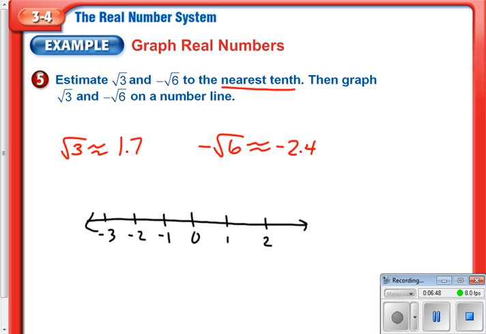Square root 3 would approximately be right in here, and that would be 1.7-ish. So square root 3 belongs there. Negative square root 6 is negative 2.4. Well, negative 2.4 would be down here slightly below negative 2.5. And there it is graphed on our number line.